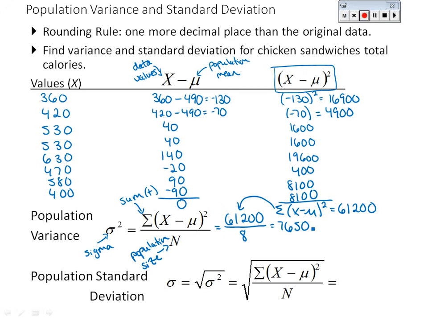Now again, this is the average squared distance that each value is from our mean in the data set. 7,650, we don't even have a single sandwich it's that high. That's where the standard deviation comes in.